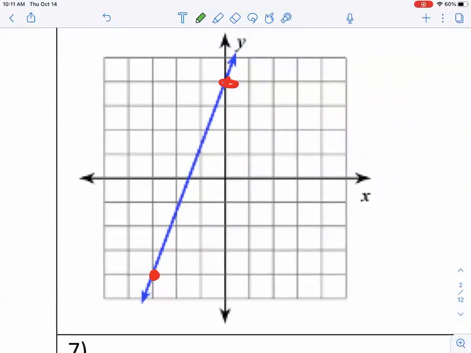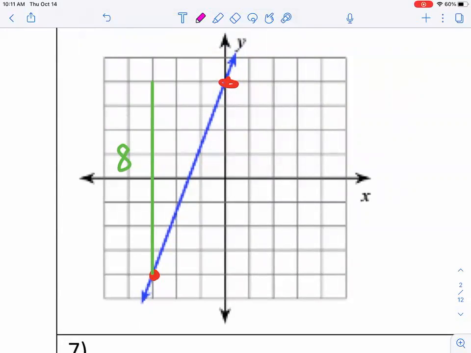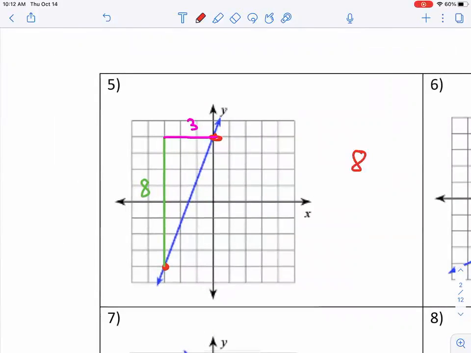So I'm going to draw a line for the rise. We're going up 1, 2, 3, 4, 5, 6, 7, 8. So I have a rise of 8. And I have a run of 1, 2, 3. And so my answer is 8 over 3. So the slope of the line is the rise, which is 8, over the run, which is 3.